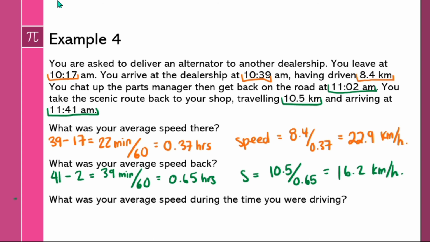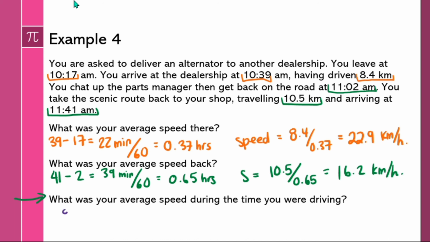Now, this question is not asking me for the average speed during my entire trip. If it were, I would have to include the time that I was at the dealership talking to the parts manager. So my distance would still be 8.4 plus the 10.5, but I would have to take that extra chunk of time and add it into the time. So it'd be super slow. But that was not what I asked for, so we are off the hook for that.